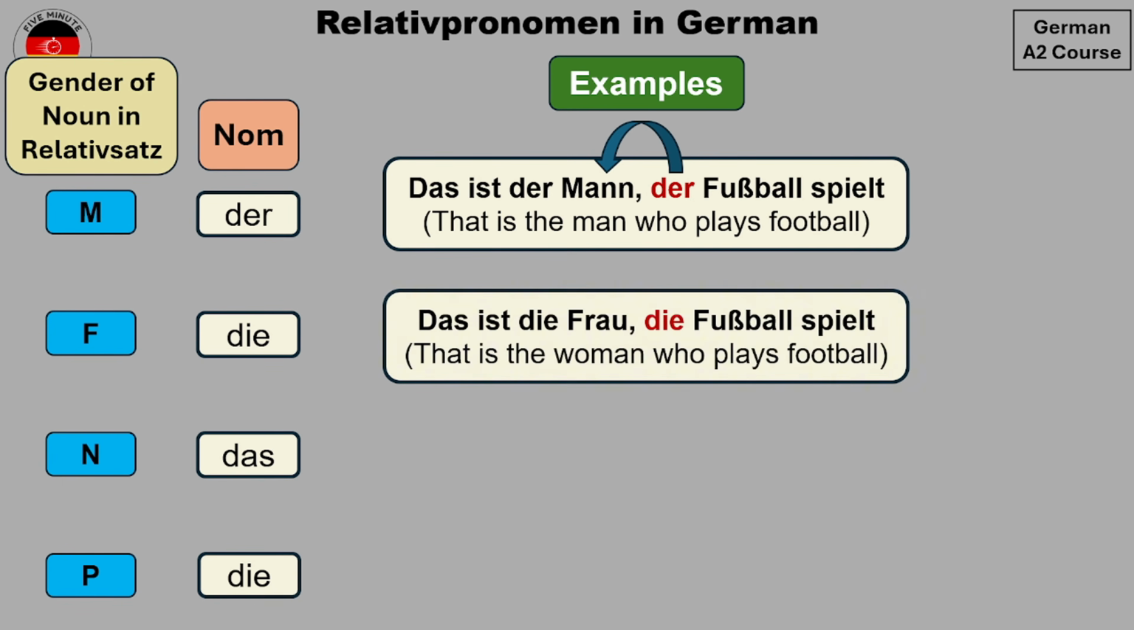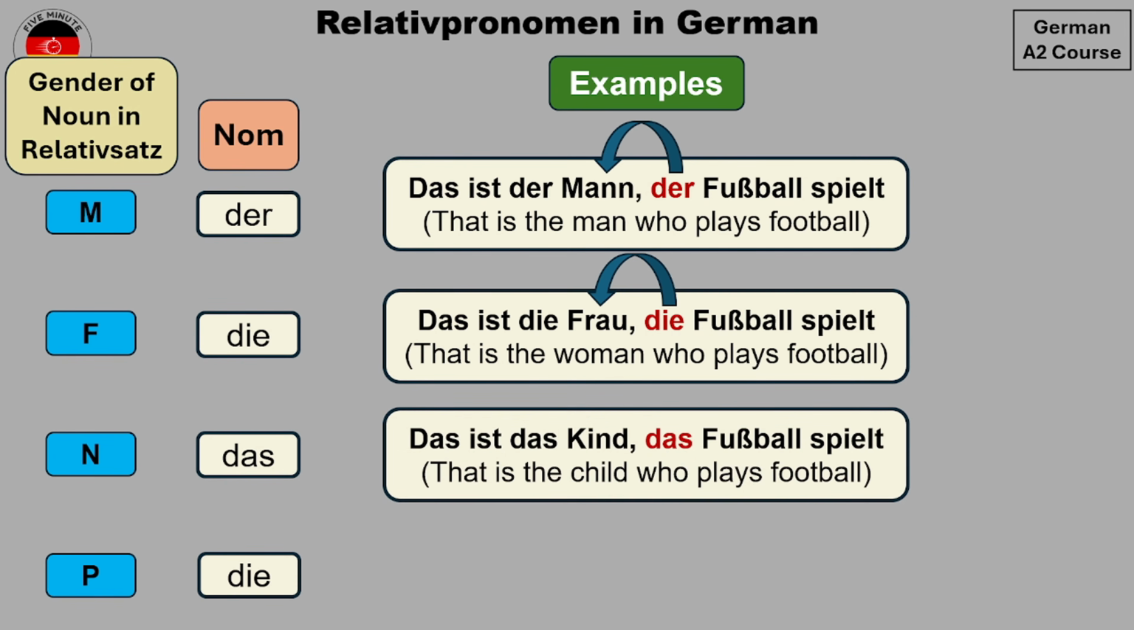So I can say, "Das ist die Frau, die Fußball spielt." That is the woman who plays football. Now you see over here, I have used the relative pronoun in feminine, which is die, because it is referring to die Frau, which is a feminine noun. Now the same example with a neuter noun will be, "Das ist das Kind, das Fußball spielt." That is the child who plays football. Now you see that Kind is neuter and it is the one being referred to in the Relativsatz. That's why I have used das over here.